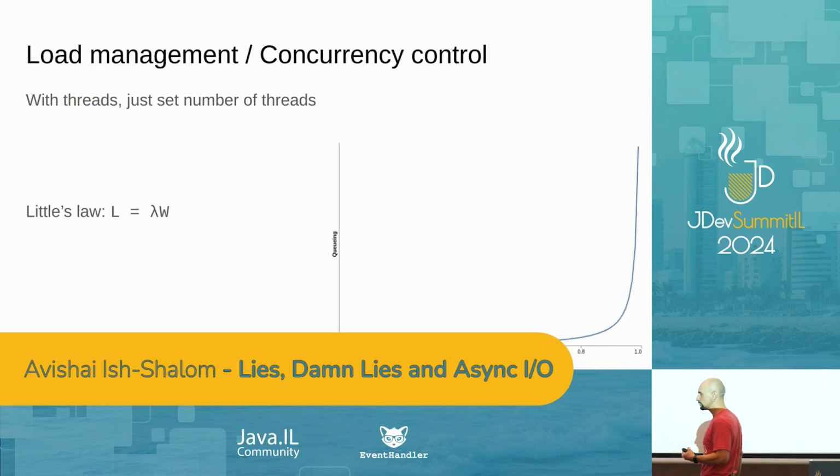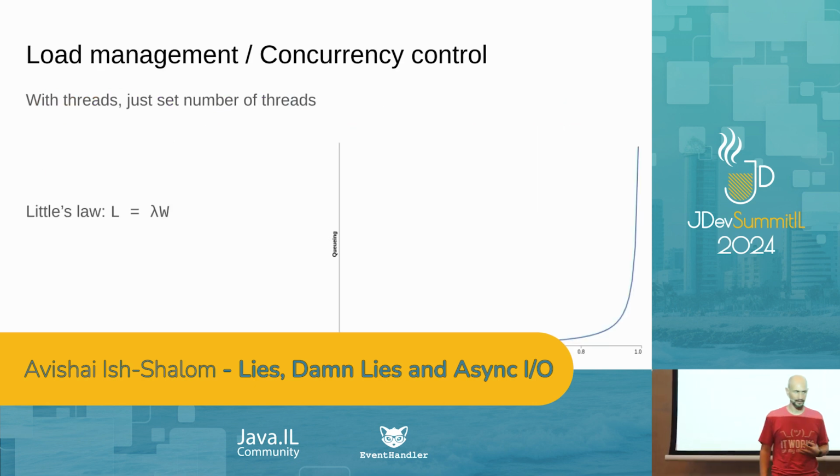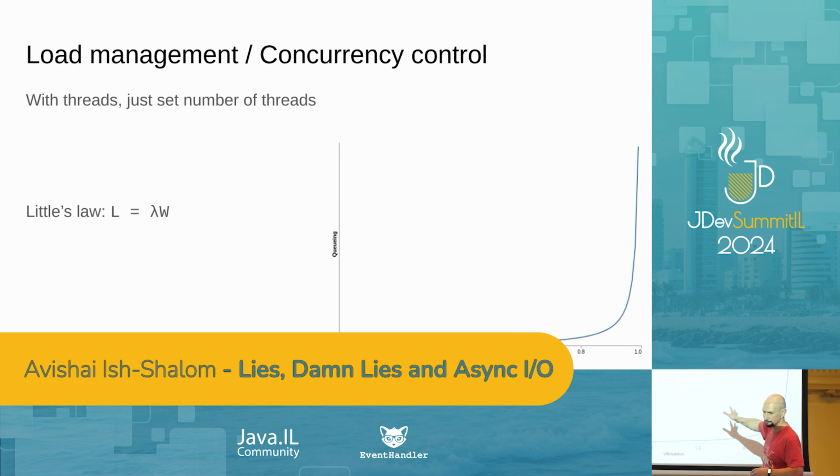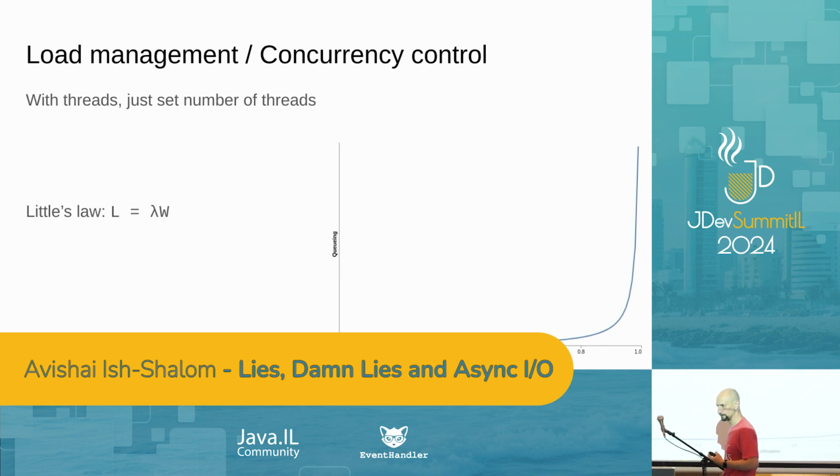Now, in terms of load management and concurrency control, with threads, it's very easy to do. Okay, so this is a basic queuing theory diagram. This is how latency and queuing behaves on load. So when a server becomes loaded, close to 100% utilization, latency starts to reach infinity. Okay, how do we deal with this? We limit the utilization, or we limit the concurrency of a server.